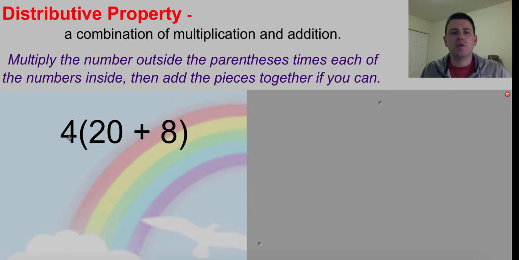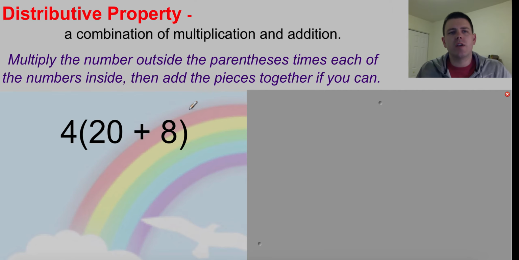So in this case, we're going to do 4 times 20 and 4 times 8. And then when we're all finished, we're going to add those pieces together. Okay? Sounds a little complicated to get started with, but once you see a couple problems in action, you'll realize it's not quite so bad. You'll notice in the background, I kind of have some rainbows in the back there. That's not there just to be cute.